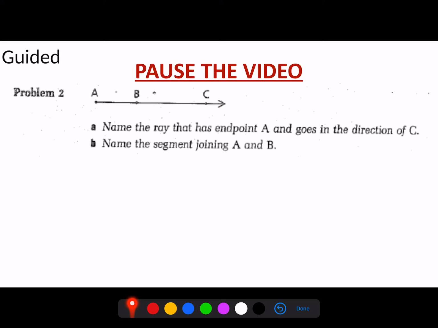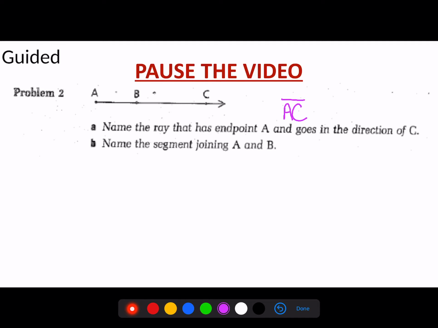We have, as we can see, a ray. It has an endpoint at A, and it goes in the direction of C forever. So I can say this is ray AB, ray AC. Both of those work. Can I name this as ray BC? Well, not necessarily, because I always have to start with our endpoint in mind. And our endpoint is point A. It's not point B here. Point B is just a point that is on our ray. So name the ray that has endpoint A and goes in the direction of C.